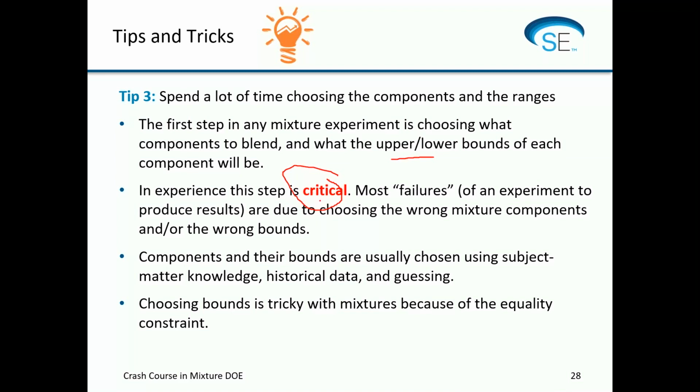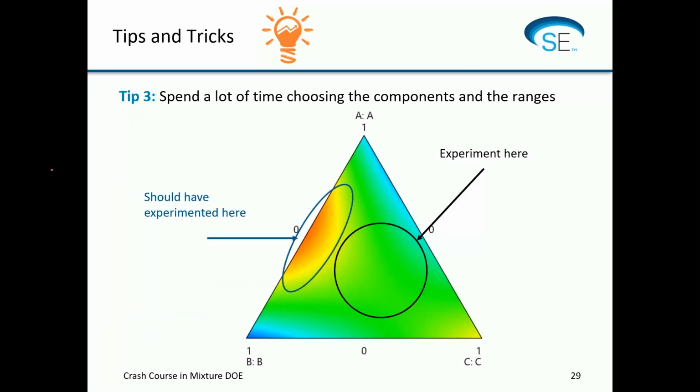Now, components and their bounds are usually chosen using science, subject matter knowledge, historical data, educated guesses, and so on. And of course, the tricky thing with mixture DOE is that if you put in more of one component, you have to let some of the other components be put in smaller quantities in the mixture. So it's all dependent on one another. And here's what ends up happening usually.